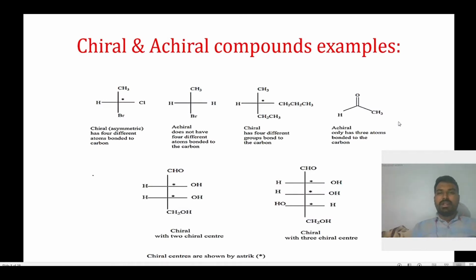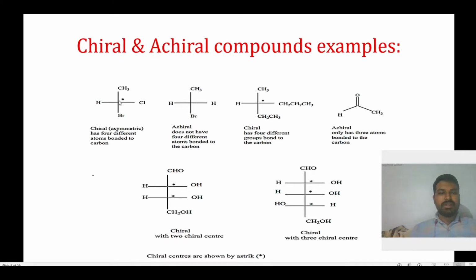Chiral and achiral compounds, some examples are over there. Chiral, asymmetric, has four different atoms bonded to carbon. Achiral does not have four different atoms bonded to the carbon. If we see, this is the central atom carbon, which is joined by two groups which are different and two are similar, so it is achiral.